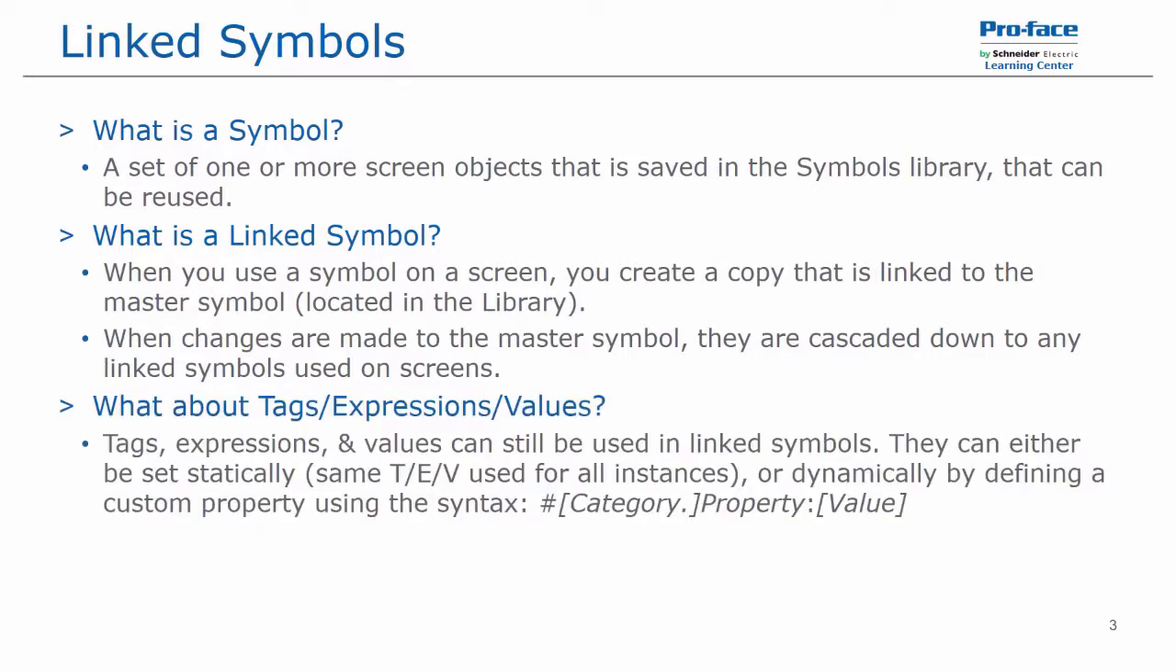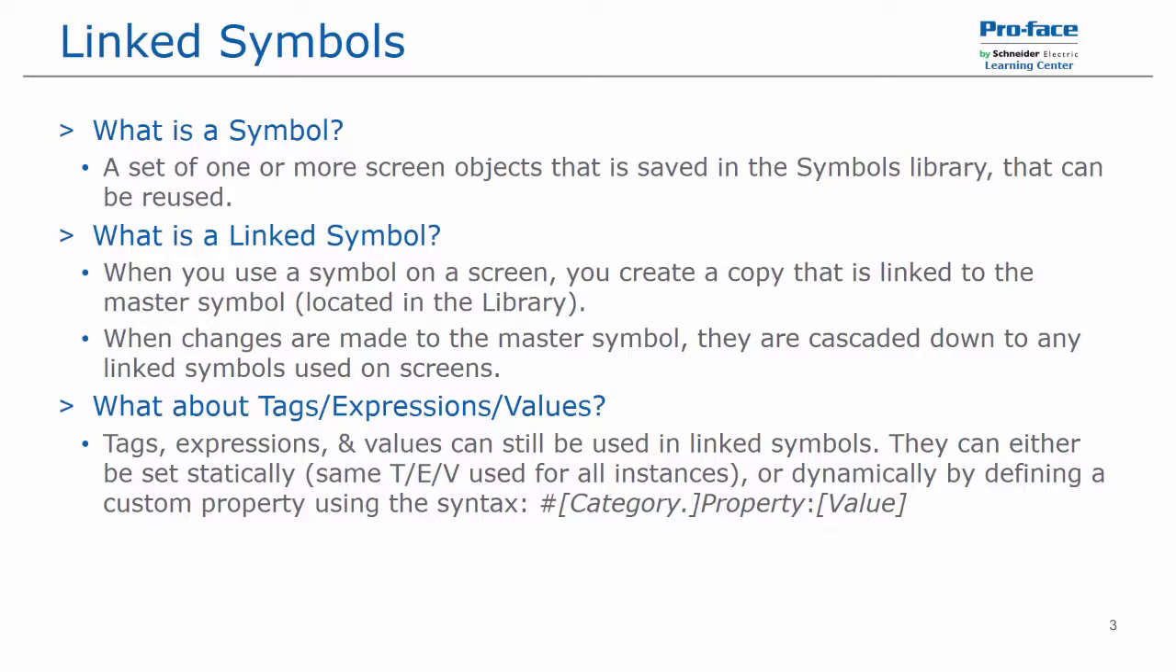Tags, expressions, and values can still be used in a link symbol. They can either be set statically, essentially the same TEV, or tag, expression, value, used for all instances, or they can be dynamically defined as a custom property using the syntax that you see on the screen. The category is an optional name for a collection of related properties, such as all captions or checkbox values. If you do not specify a category for a property, it will be automatically listed under the main category.